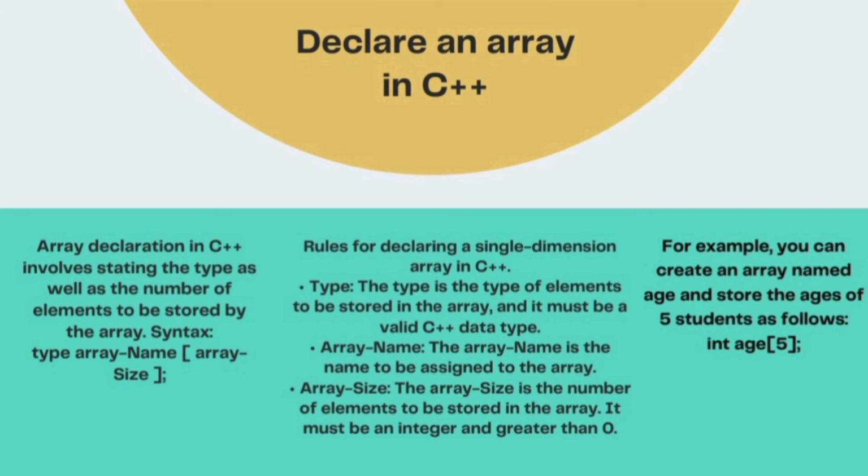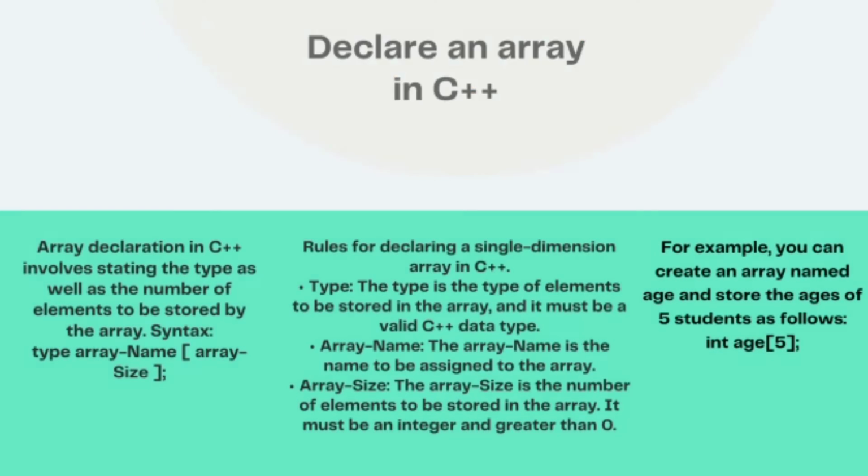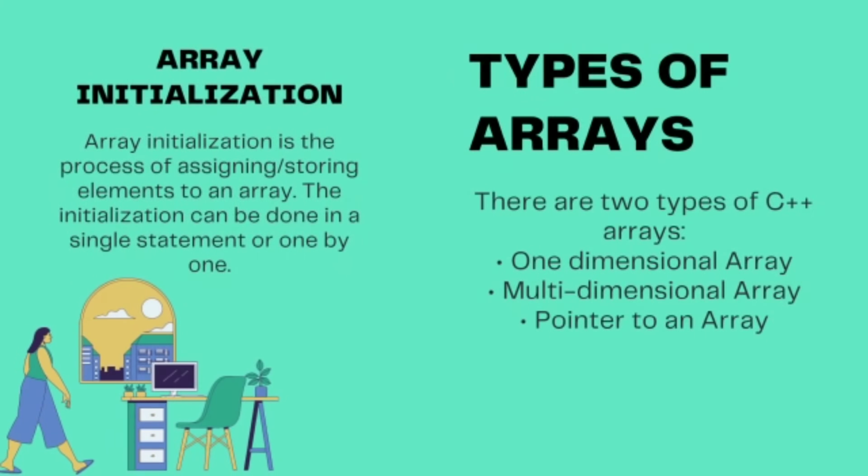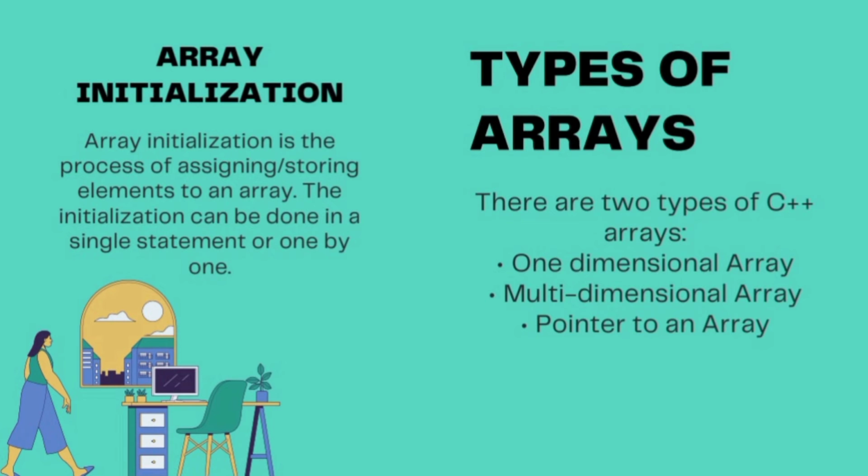For example, you can create an array named age and store the ages of 5 students as follows: int age[5]. Array initialization. Array initialization is the process of assigning elements to an array. The initialization can be done in a single statement or one by one.